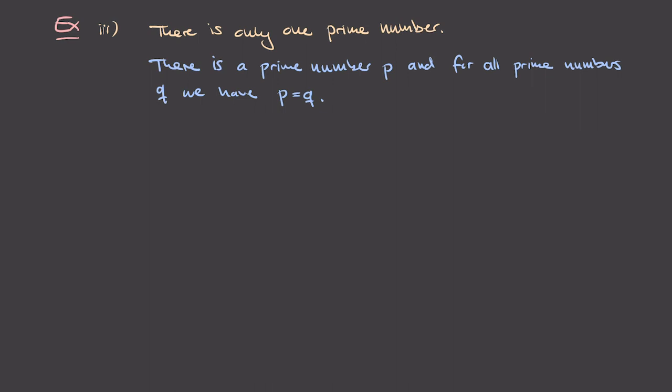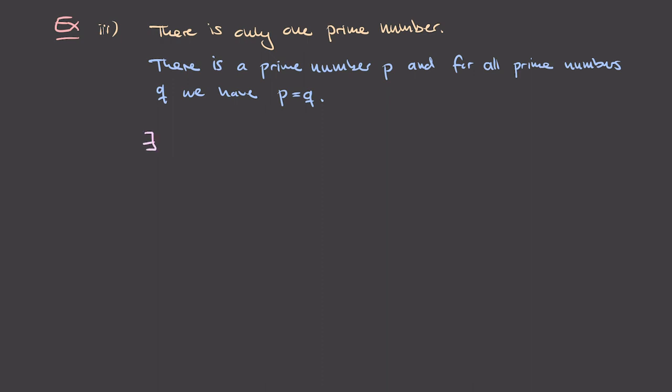Admittedly, this blue statement is, in this case, maybe not clearer than the orange one. It's more convoluted, but the advantage is that it only uses the idea of existential quantification, namely that there is some prime number p, and universal quantification, namely that for all prime numbers q, we have that p is equal to q. Based on this blue statement, we can now more or less directly translate into first-order logic.